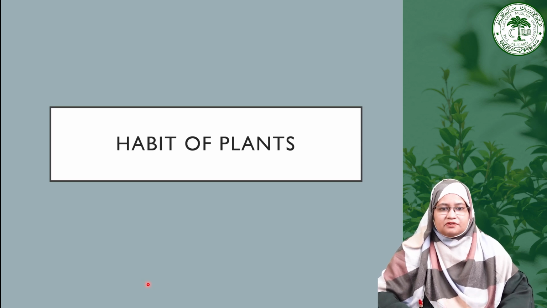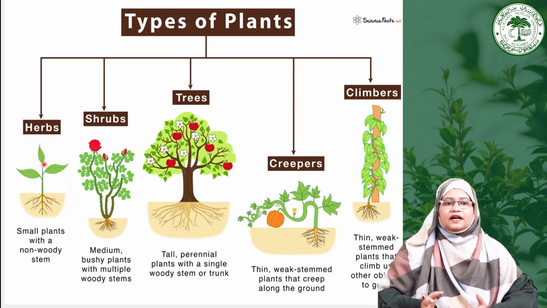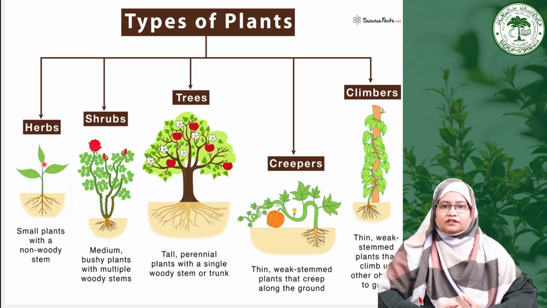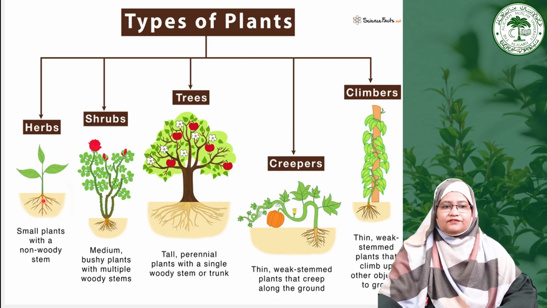If we see the habit of plants, plants are generally categorized into 4 or 5 categories, like the herbs. This is the category of small plants with non-woody stems, like grasses. Herbaceous plants have a weak, non-woody stem, and these are very small plants, for example grasses.